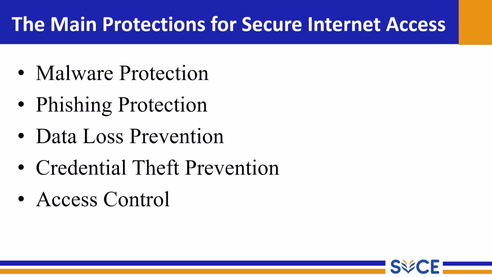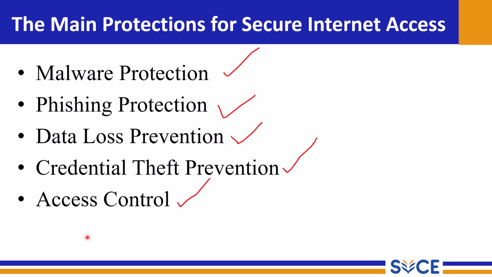And next one is that we're gonna discuss the main protections for secure internet access. So we all know secure browsing solutions should provide protection against the main web-based threats that organizations face. They should include these five core things. First one, malware protection. Second one, phishing protection. Third one, data loss prevention. Fourth one, credential theft prevention. And last one is access control.